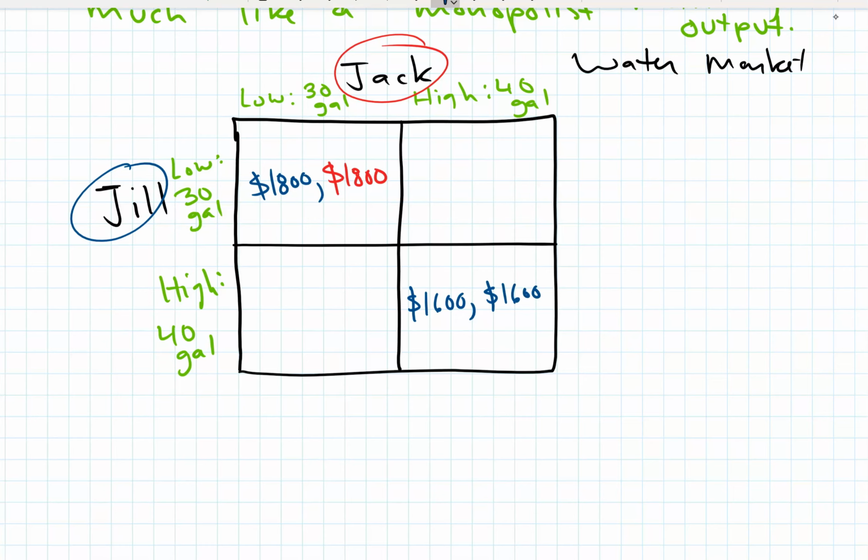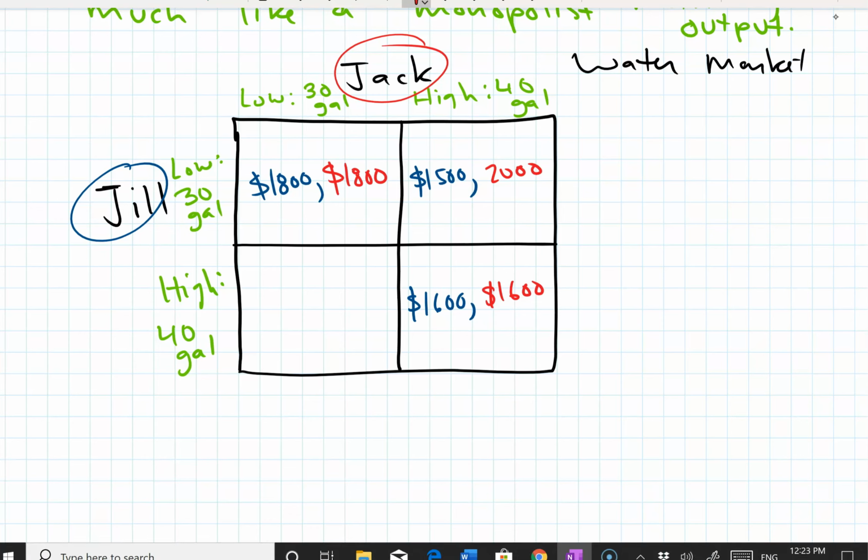Then if one produces high and one produces low, who's going to benefit, the low or the high? Think about that for a second. If you said the high person, then you're correct. Because the other person produced low, the total is just going to be 70 gallons, so you're going to be able to charge more than usual, and you're going to have the full amount of 40 gallons. So you're going to get quite a bit more.